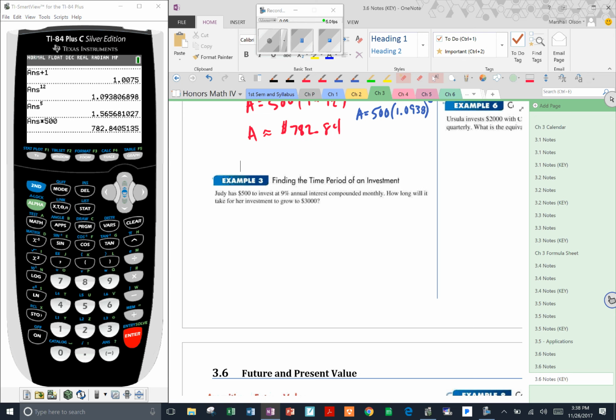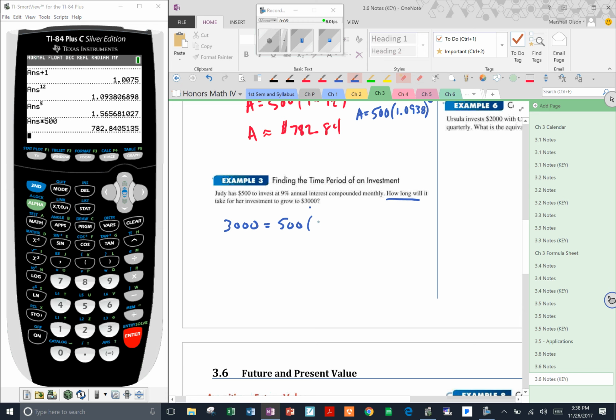Third example here, a little bit different. They're asking how long will it take for something to happen. So we're going to invest 500. We're looking to make 3,000. So we're going to say that 3,000 is our ending amount. That's going to be 500 times.